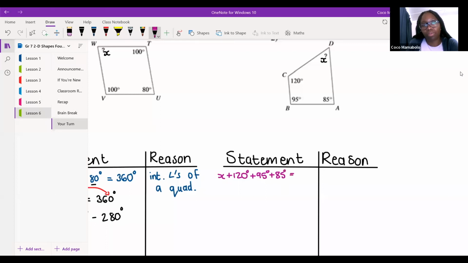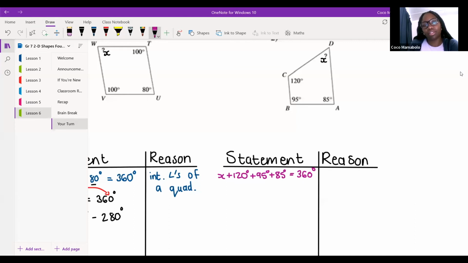Now, how much do all of the angles together need to be? I need the x. So x plus 120 is 360. Thank you. Good. All of them together, 360. You're absolutely right. What is my reason?